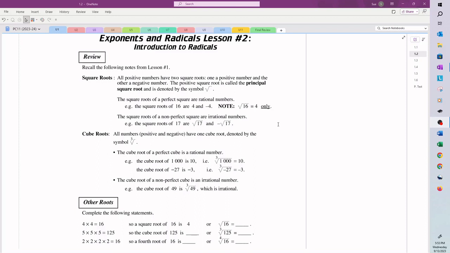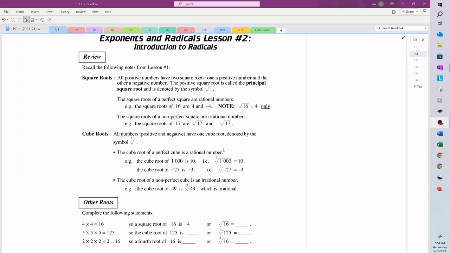And we can have cube roots, where every number, positive or negative, has one cube root. We use the same radical sign, but with a 3 written in there, and then you can read that. So let's look at some other roots. We're going to complete these statements.